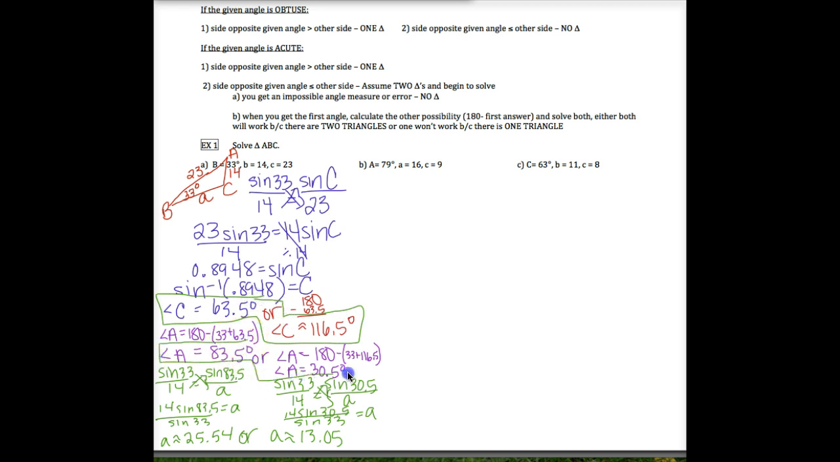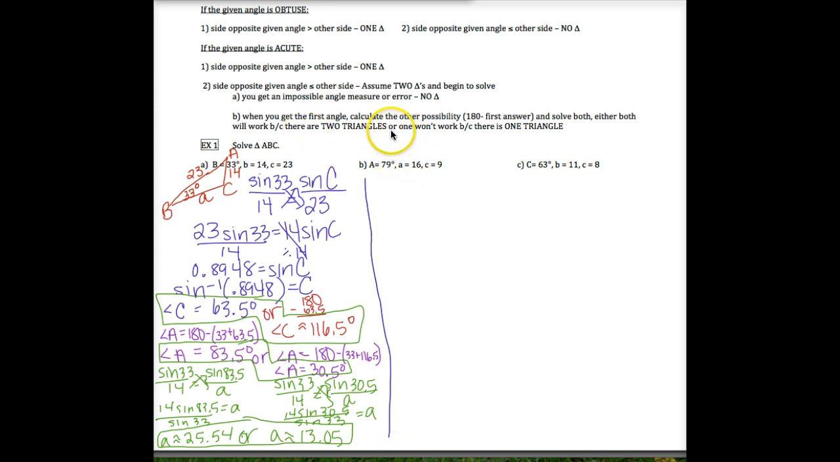Here's my A angle. And here is my A side. So I always get disappointed when there are two triangles because it's a lot more work to do the two triangles. All right, so let's start the next one.